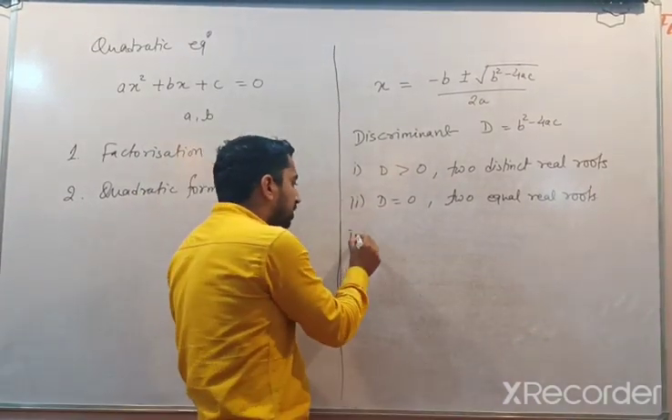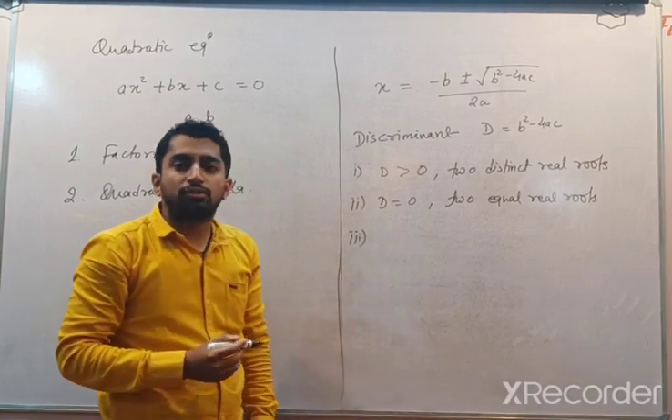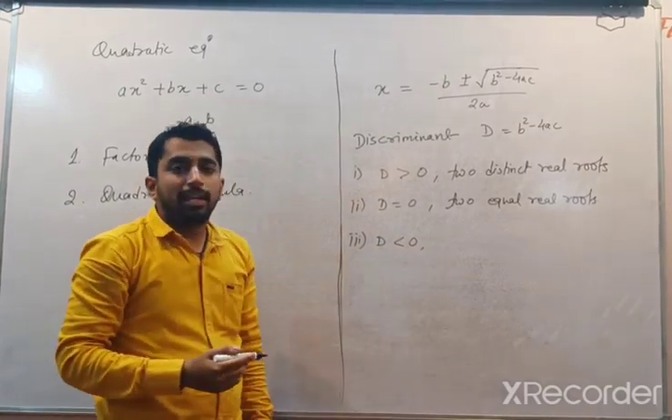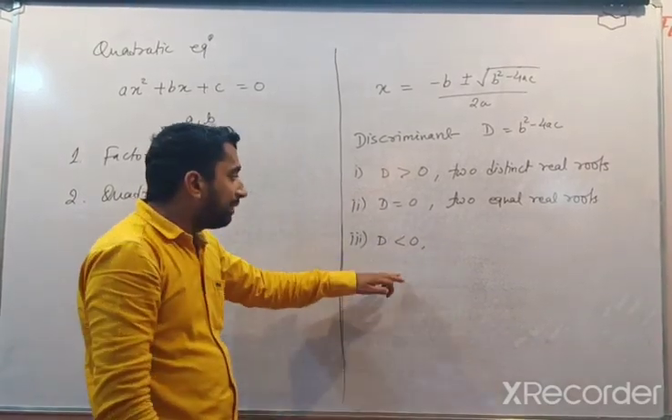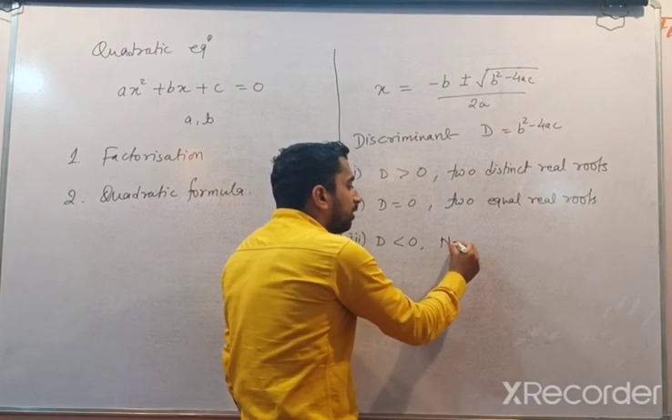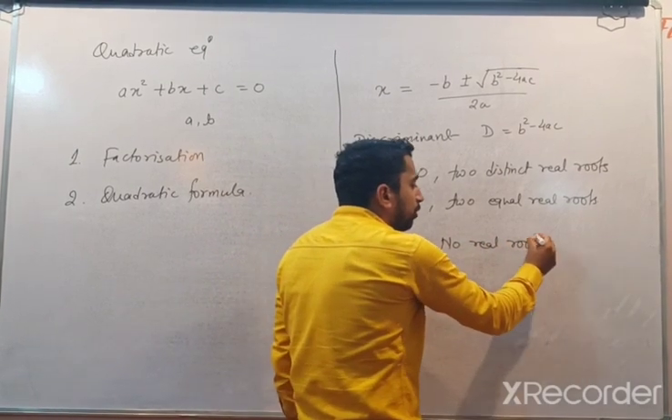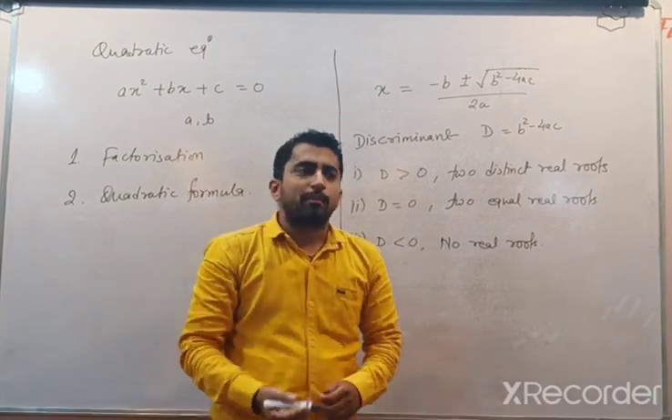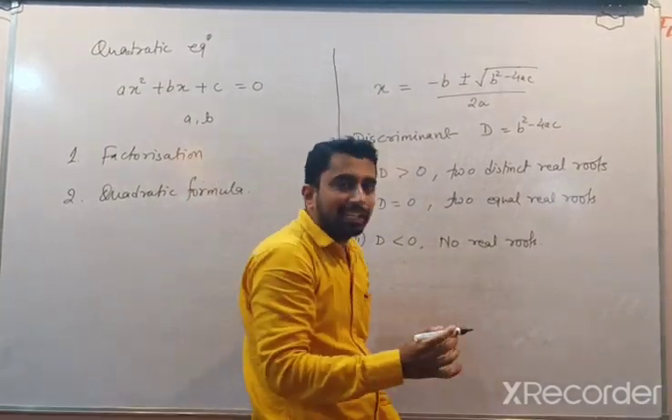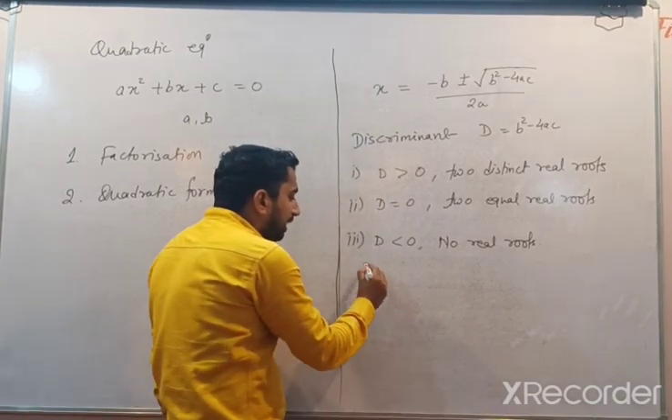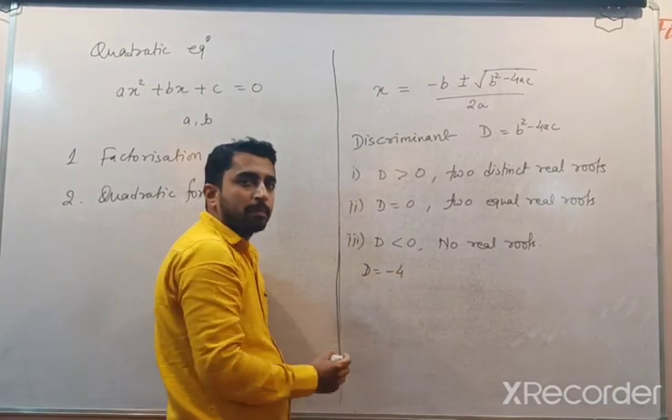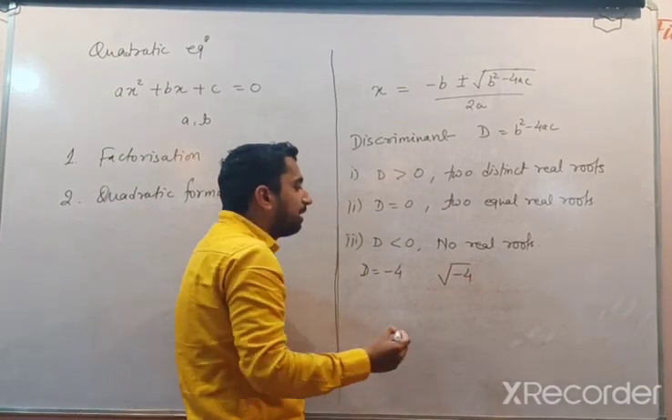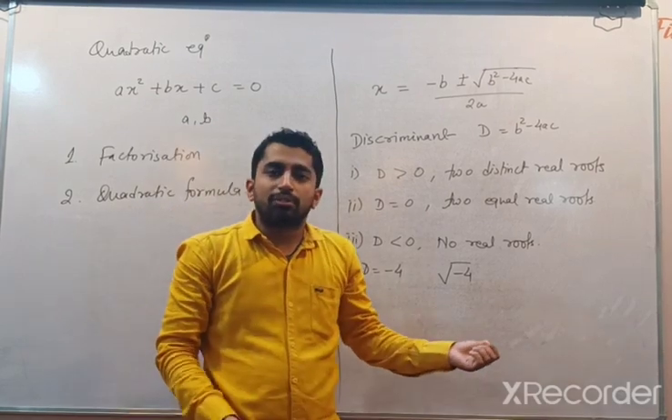The third condition is that which we cannot solve. That means D is less than 0. So probably D is a negative value, and if D is negative, here you will write no real roots. So probably the values would be imaginary, which we cannot solve. Because we have never solved in class 10 that, suppose I am saying D is minus 4. That means inside the root you are left with minus 4, and I can tell you that minus 4 is not a square of any number.